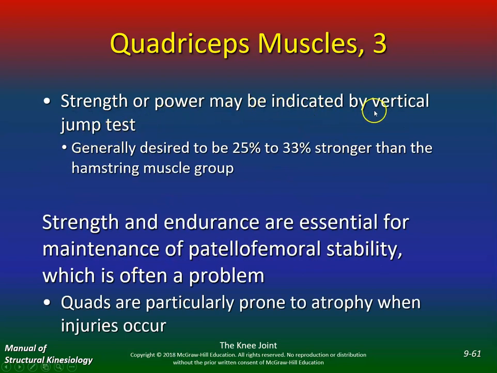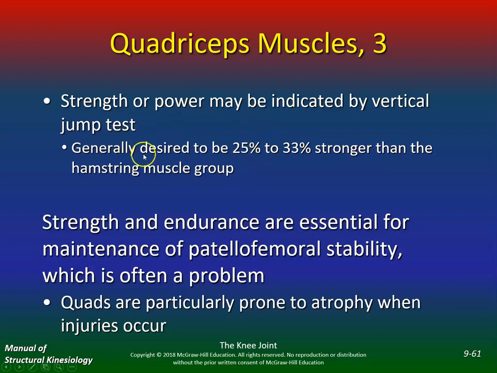Strength or power may be indicated by the vertical jump test. Generally the quads are desired to be 25 to 33% stronger than the hamstring muscle group. So that's that ratio that occurs, the 3-to-2 ratio. Strength and endurance are essential for maintenance of patellofemoral stability, which is often a problem. Quads are particularly prone to atrophy when injuries occur.